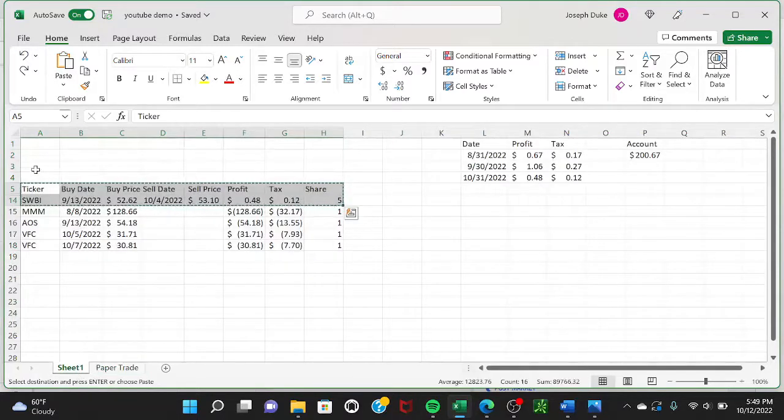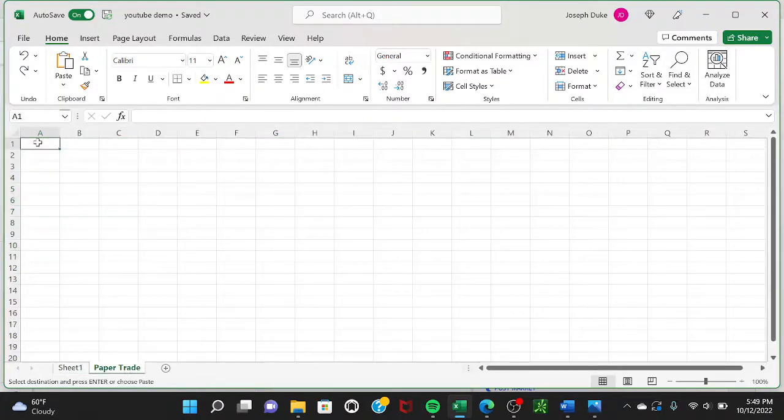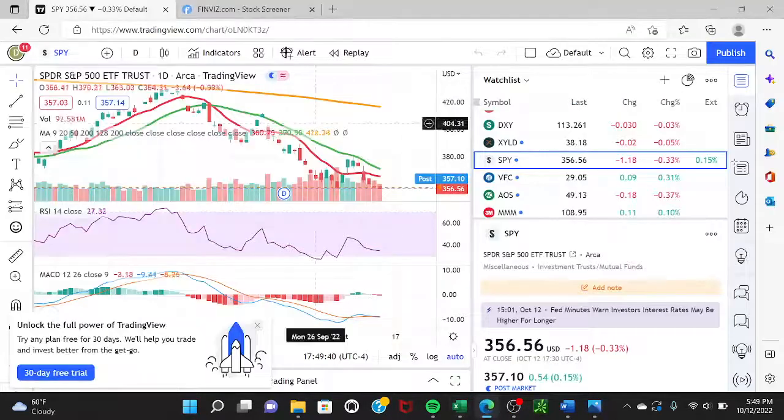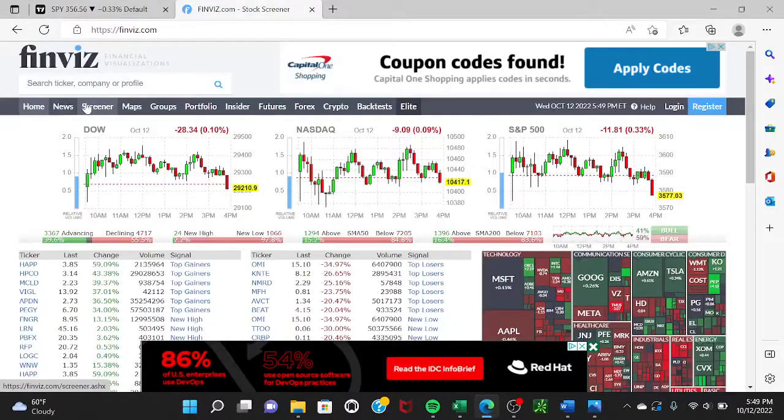We just want this top part. It's got all those hidden ones. I don't want the hidden ones. But we want to track it the same way as if it was real, right? So we know the market's down today. Let's check out the screener here. Let's go ahead and input all the data here. And this isn't going to take very long.